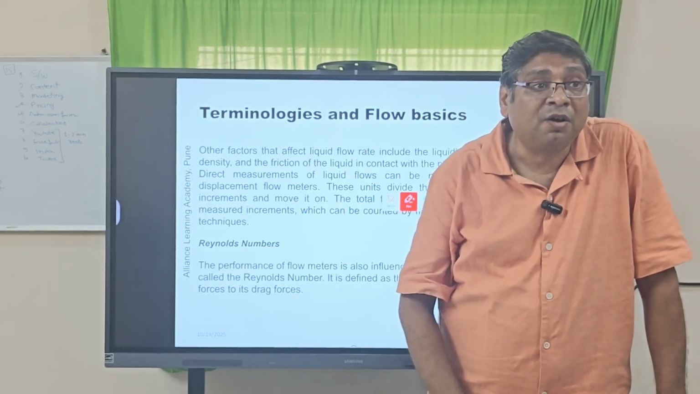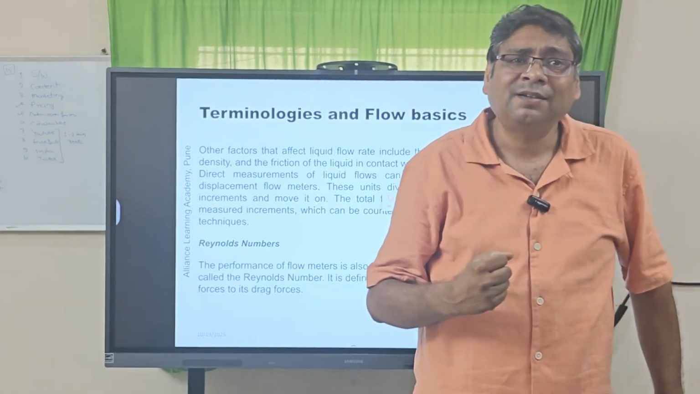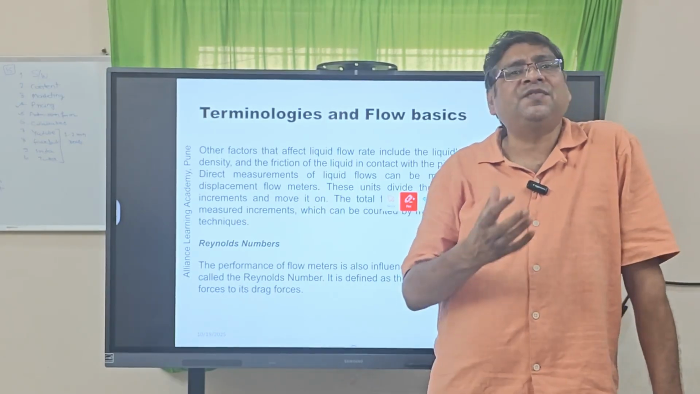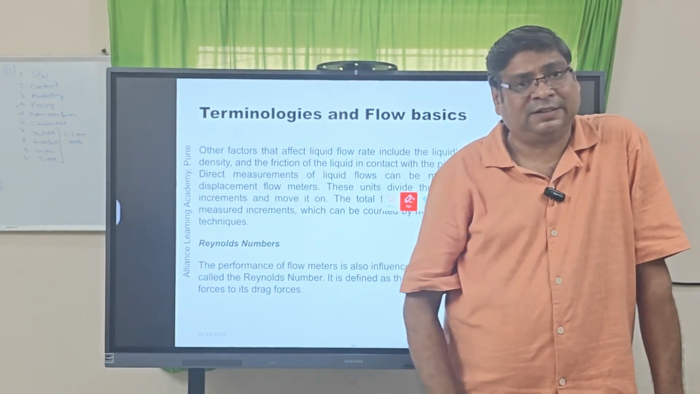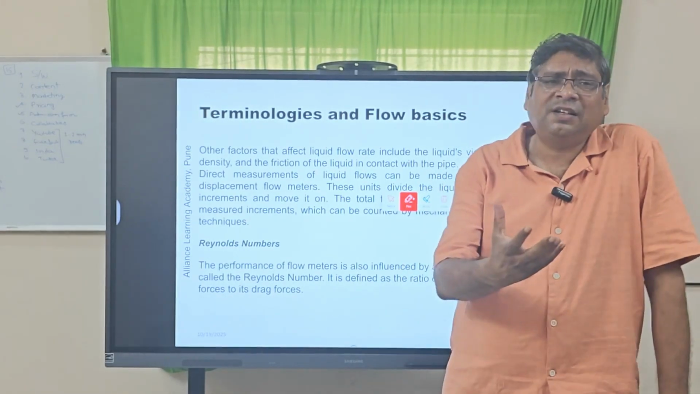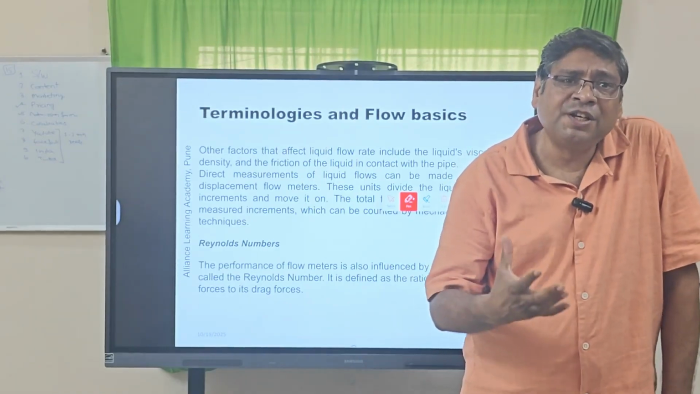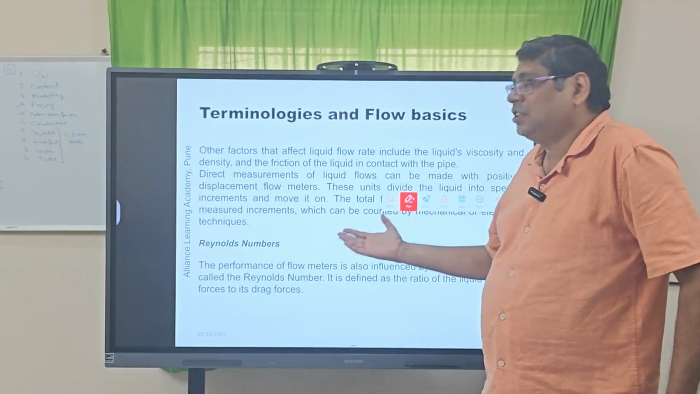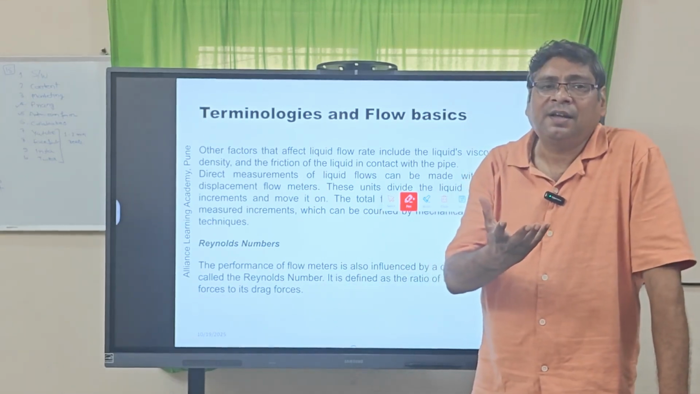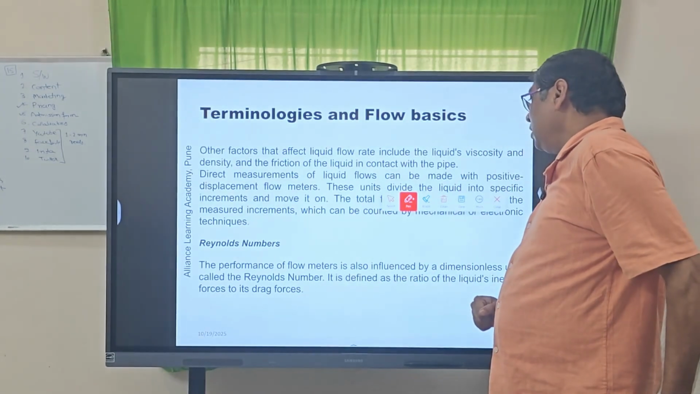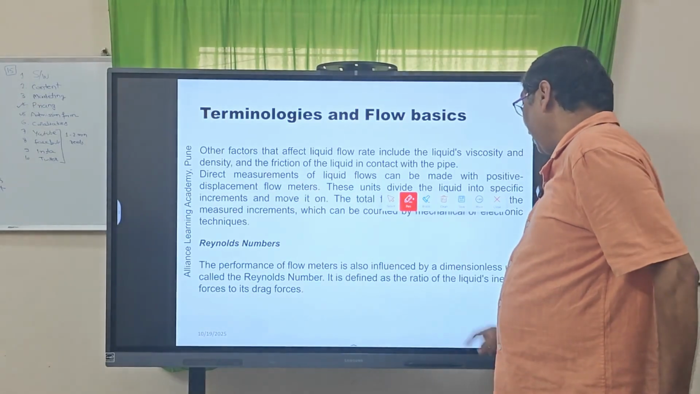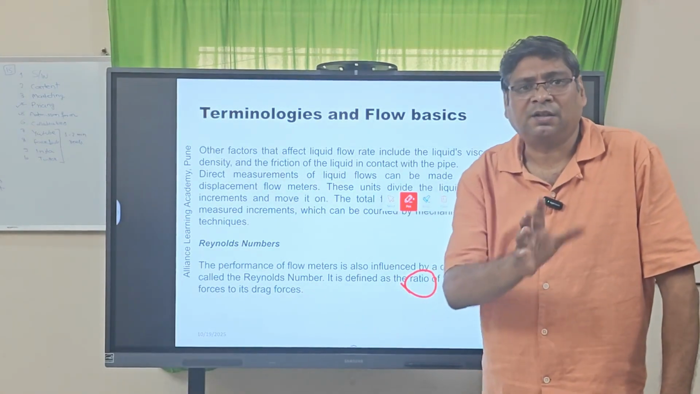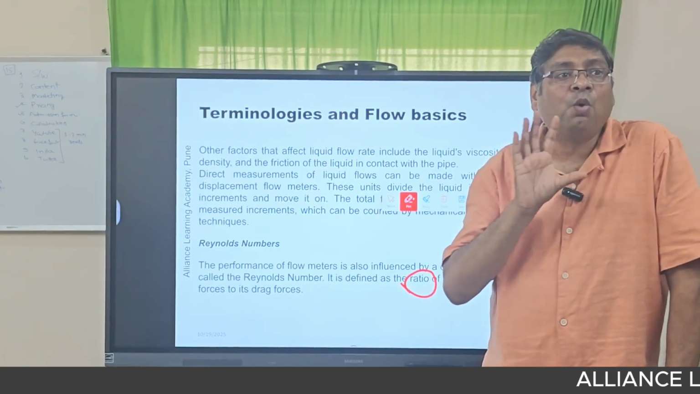Now the third question: what is the dimension of this magic number? So we will see these answers one by one. The last question was about dimension. It is a dimensionless quantity. This Reynolds number doesn't have any dimension. Why? Because this is a ratio. If anything is a ratio, then its dimension will cancel, so it has no dimension.